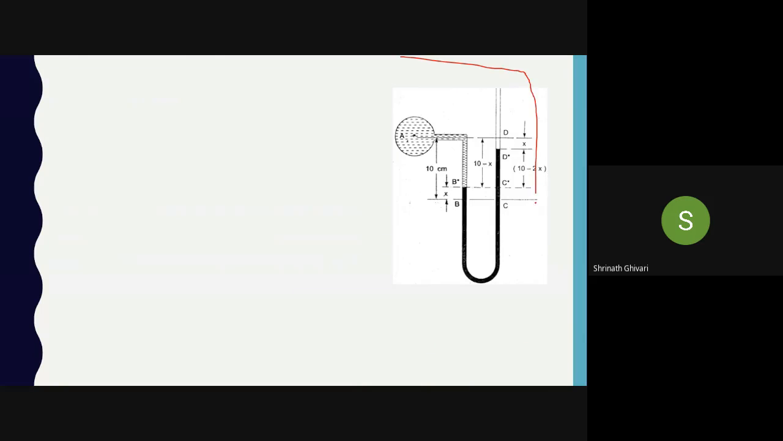See here, same. You have to remember this, means you have to understand how there is a fall and how there is a rise. That's what I'm telling you. When the pressure reduces, there will be a rise in the mercury level and fall here.